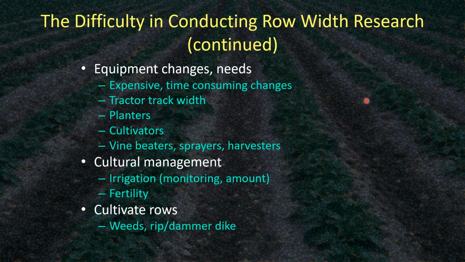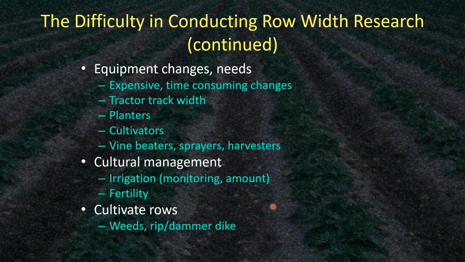Conducting row width research is actually rather difficult, and on the surface it doesn't seem like it should be, but when you get into it, you realize you need a lot of equipment. So there's a lot of equipment involved. It's expensive. Changes to the equipment is time consuming. You have to have a tractor or multiple tractors that fit into the rows, planters, cultivators. All this has to be adjustable, or you have to have multiple copies of each that are the same generally overall, so that you're comparing apples to apples.